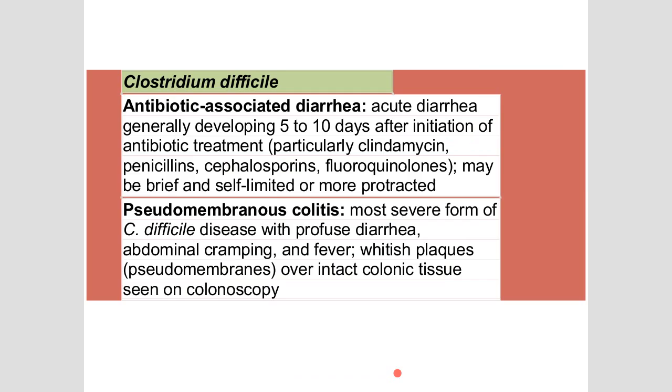Now, clinically, what is antibiotic-associated diarrhea? If you give a person an antibiotic and they get diarrhea, we basically think of it, especially if you gave clindamycin, penicillin, cephalosporin, or fluoroquinolones. You treat the patient for 5 to 10 days, and after that there's an acute diarrhea, which is called antibiotic-associated diarrhea. Most of the time it's brief and self-limited, but it may not be, right? And I'll explain that to you.